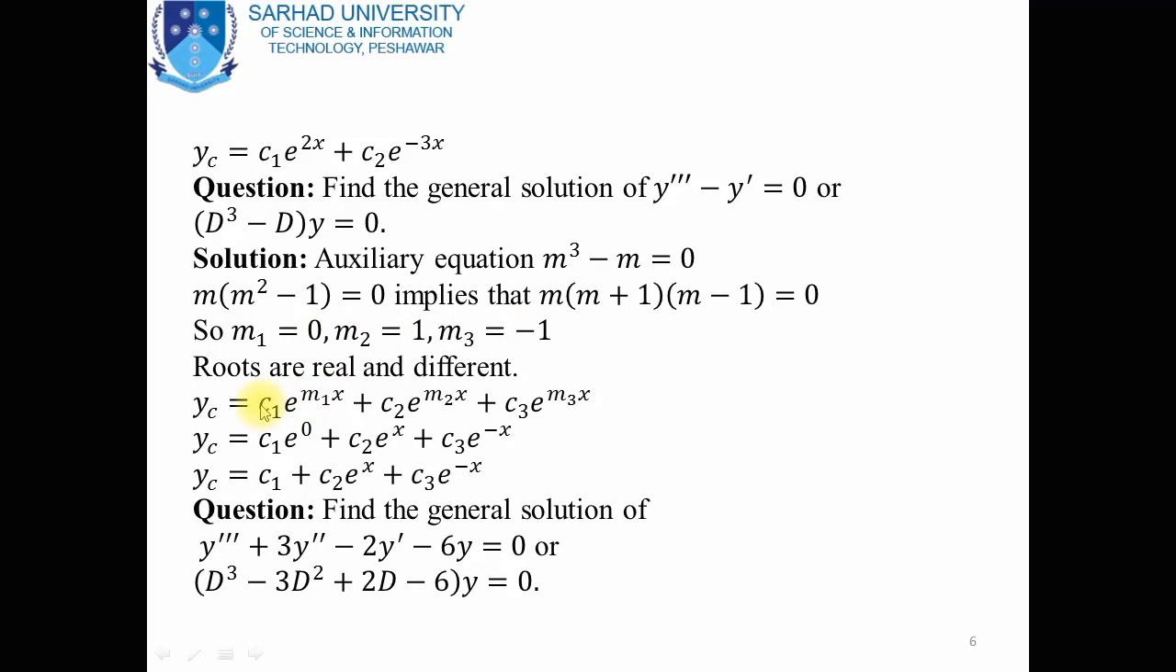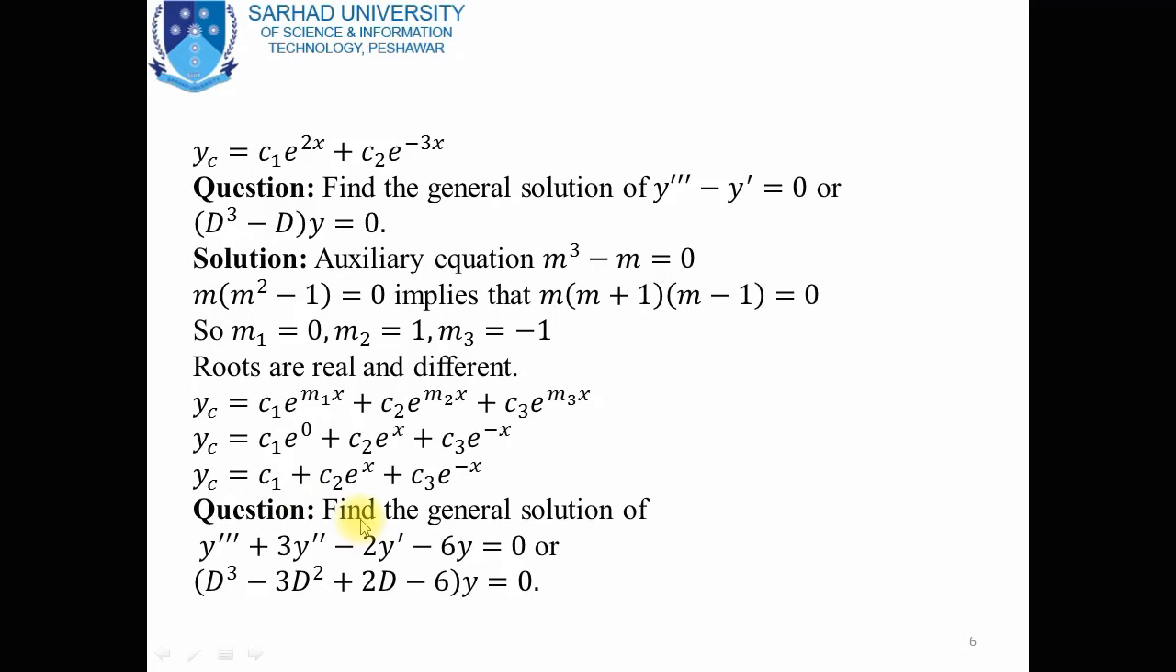Now the auxiliary equation has the complementary solution c1 e power m1x plus c2 e power m2x plus c3 e power m3x. Now putting the values of m1, m2 and m3, we obtain c1 e power 0 plus c2 e power 1x plus c3 e power minus 1x, and the solution is now in the simplest form c1 plus c2 e power x plus c3 e power minus x. E power 0 is equal to 1, and 1 multiplied by c1 gives c1.